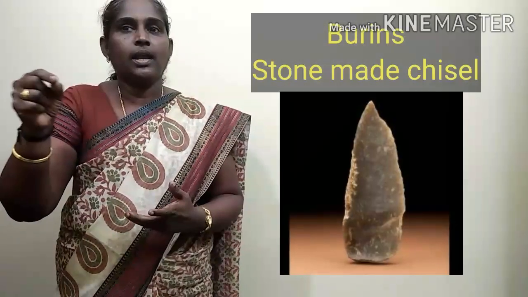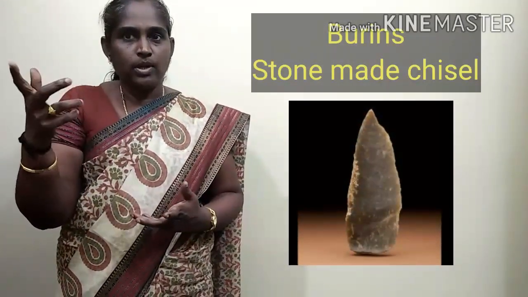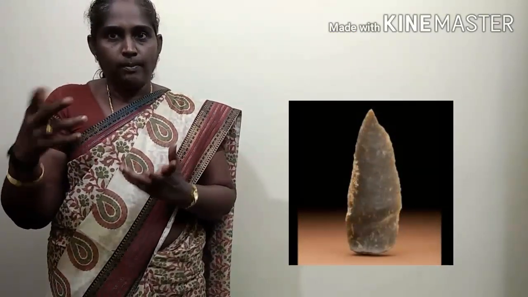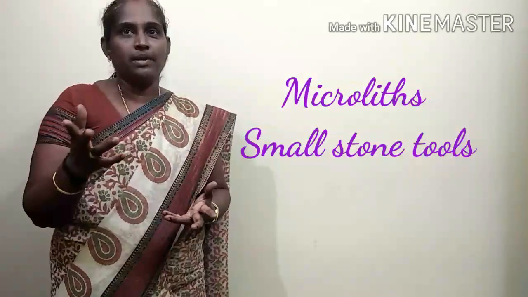Do you know the meaning of the word burins? Stone made chisel. So very long blades and burins, that is stone made chisels, were produced. People used silica contented raw materials to prepare other varieties of tools also. Numerous paintings and art objects were made by the people. Microliths, meaning small stone tools, were also prepared by the people.